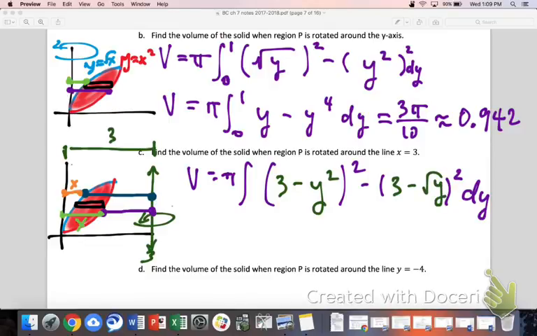So a general rule of thumb is this. If you've got a displaced axis like this, then to get your radius correct, you need to go axis of rotation. In this case, it's a 3. So axis of rotation minus the function in its appropriate x or y form, right? In terms of x or y, whatever is appropriate based on the dy or the dx. So axis of rotation minus function.